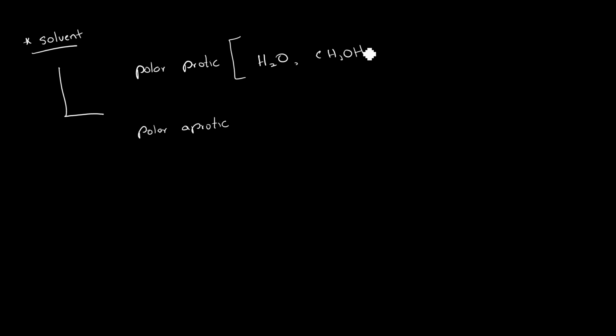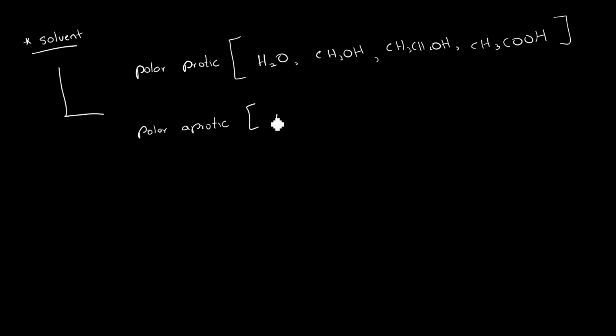These are polar protic, like CH3CH2OH, and let's take CH3COOH. These are polar protic, right? There are hydrogen-oxygen bonds, OH bonds. These are the polar protic ones. Polar aprotic means they don't contain any of these hydrogen-oxygen bonds.